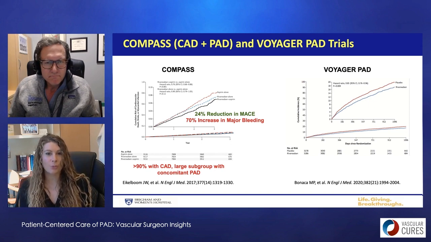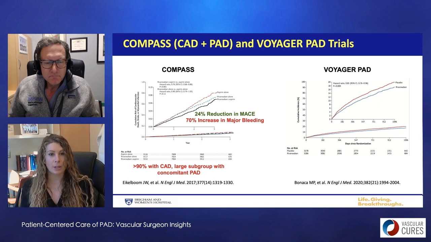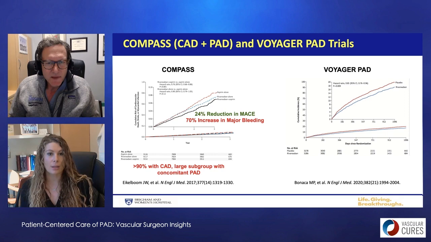And I think over time we're going to figure out really what's more ideal as far as balancing the PAD outcomes and the CAD outcomes, because I think you don't have as much data in the PAD world as you do in the coronary world to support one regimen over another. In patients that don't have active issues with their coronaries at the time, I tend towards following the Voyager trial, using that low dose of rivaroxaban in addition to an antiplatelet agent.